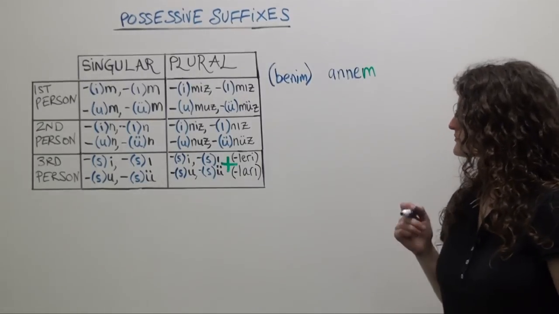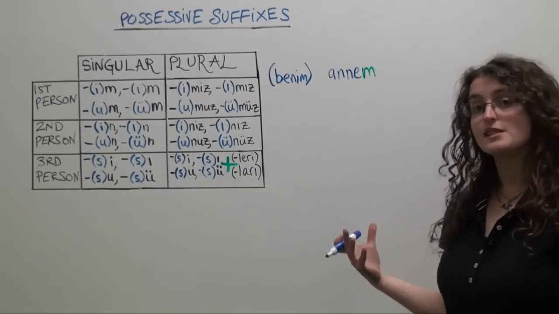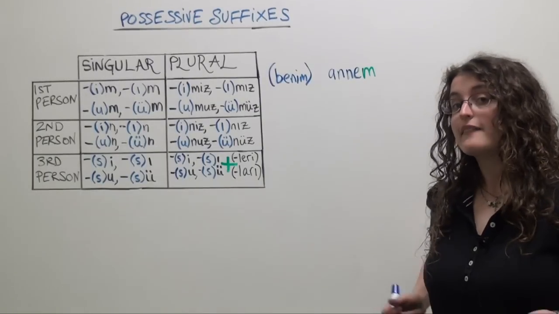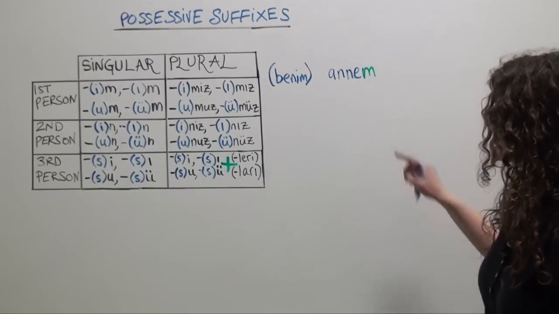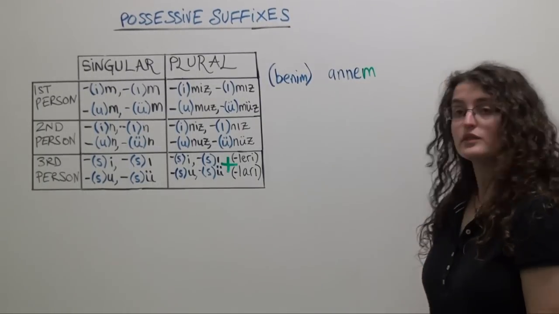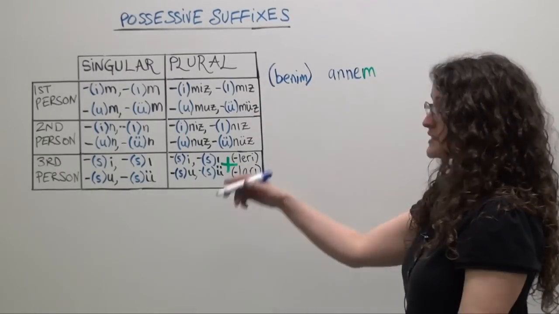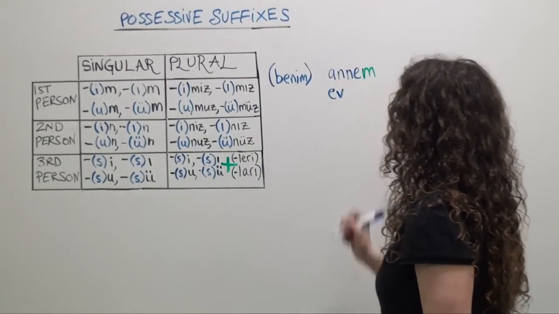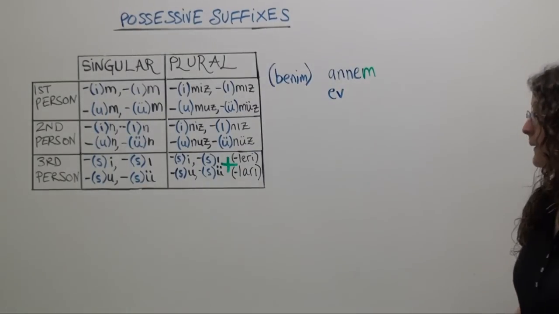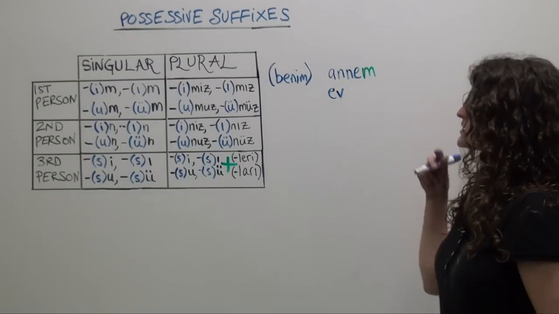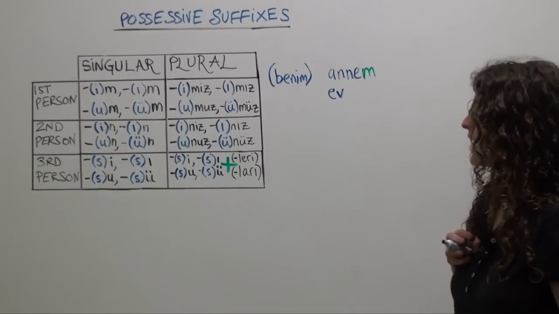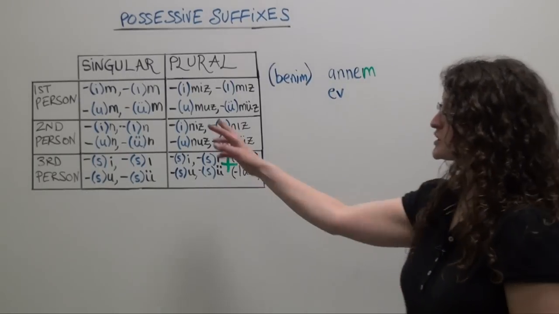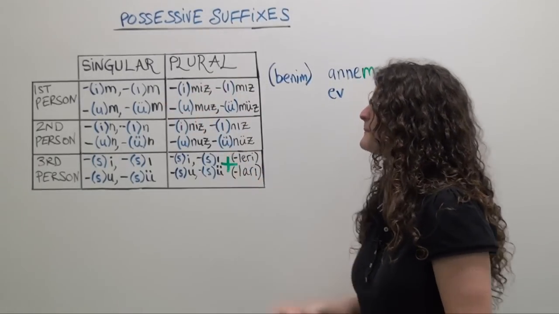What if you want to add a possessive suffix to a noun that ends with a consonant? Okay, so anne ends with a vowel. What if you want to add a possessive suffix to a noun that ends in a consonant, like ev, the Turkish word for house? Well, of course, to express my house, you're going to use the same first person singular possessive suffix, m.